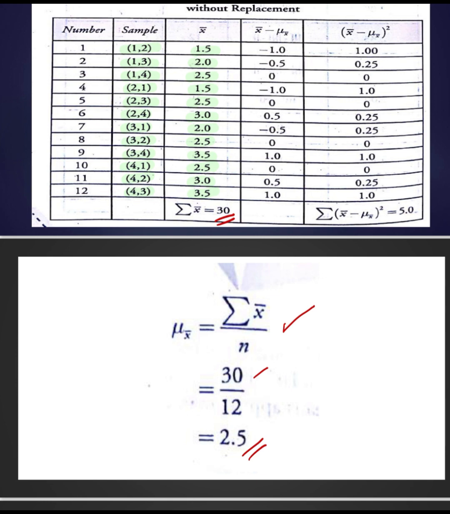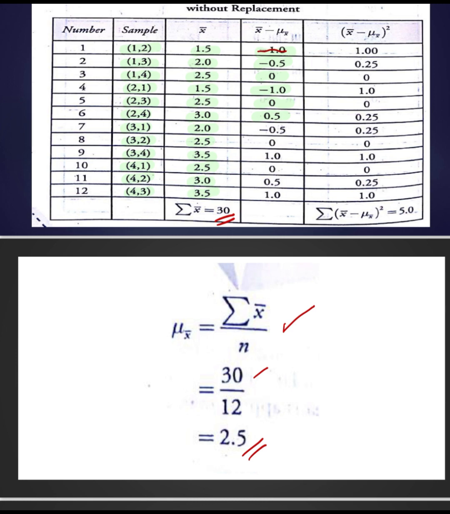Now, of course, you have to subtract the sample mean from the obtained mean of the sampling distribution of means, which is 2.5. So 1.5 minus 2.5 is negative 1.0. 2.0 minus 2.5 is equal to negative 0.5. 2.5 minus 2.5 is equal to 0. 1.5 minus 2.5 is equal to negative 1.0. 2.5 minus 2.5 is equal to 0. 3.0 minus 2.5 is equal to positive 0.5.